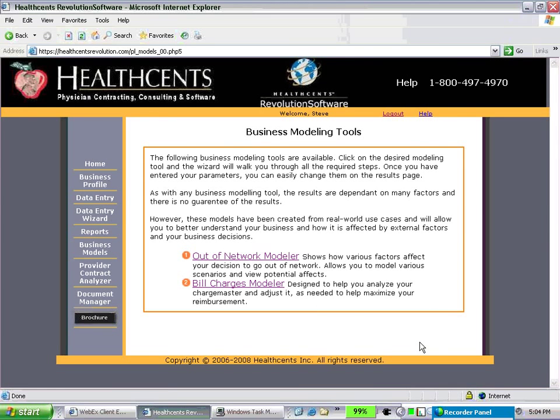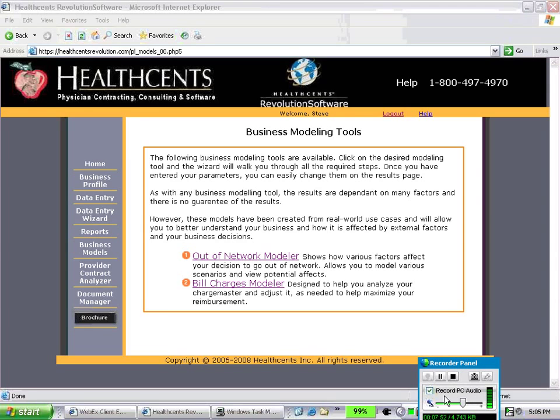So this is the business model section of Revolution Software, and I emphasize to you that these are pragmatic tools that are easy to use for any practice and will certainly give you an opportunity to optimize your profit by using these tools. So we hope that you will take advantage of these capabilities, model some of your payer agreements for maximum profit, and hope that you found this particular demonstration to be useful in understanding the value of how Revolution Software can help aid you in maximizing practice profit and maximizing your overall reimbursement.